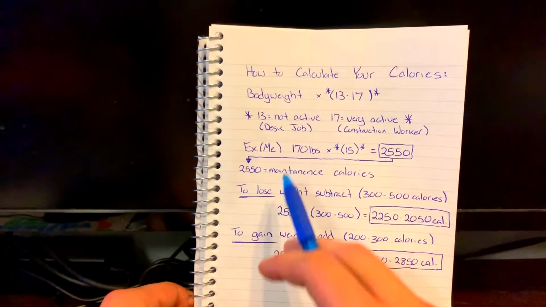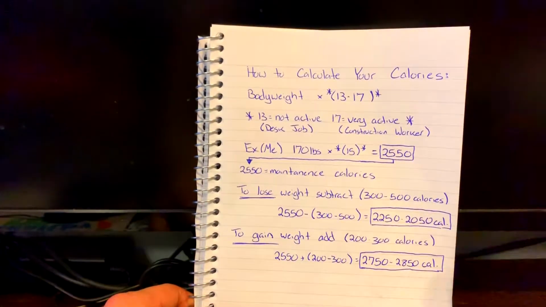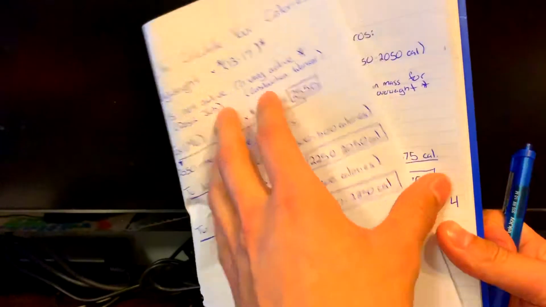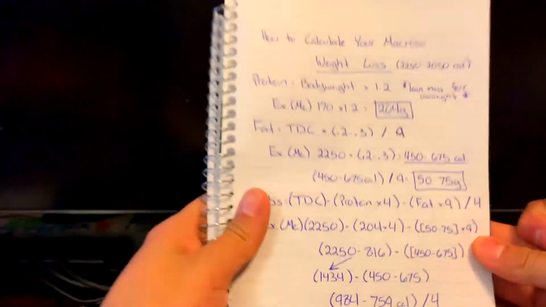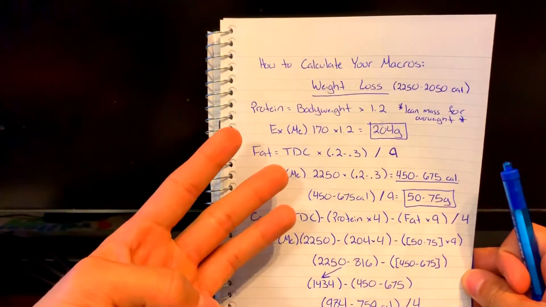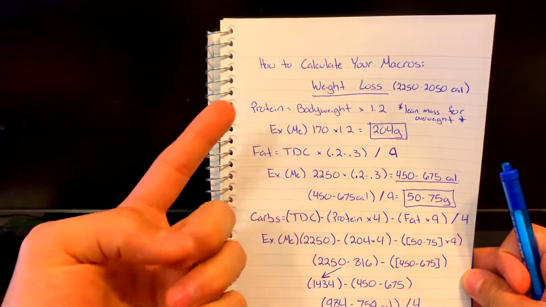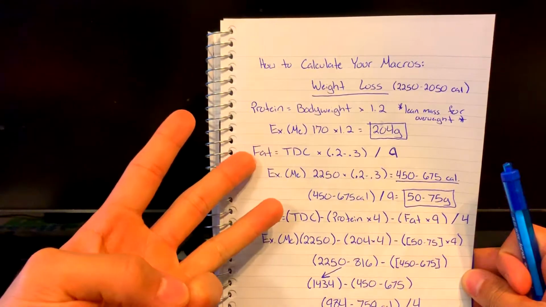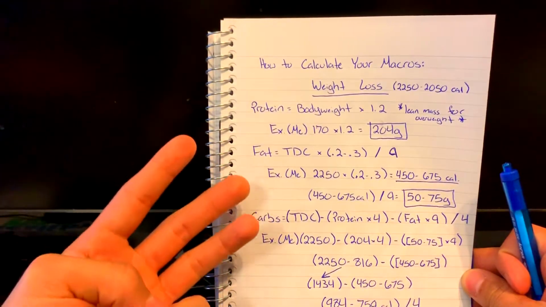So once you find your maintenance calories, now we're going to go into finding your macros, okay? I'm going to start with the weight loss. Your macros are your 3 main calorie sources: your proteins, your fats, and your carbs. That is where all of your calories come from, okay?